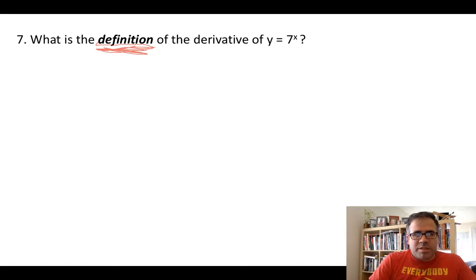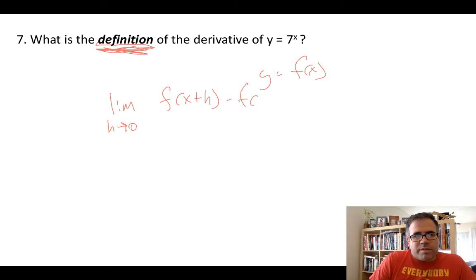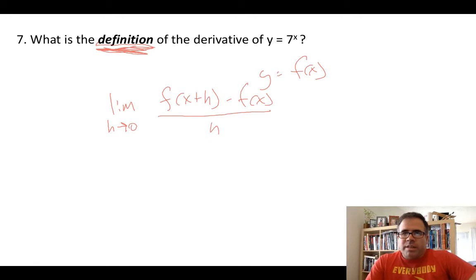So remember, the definition of the derivative of anything, if y equals f of x, is going to be the limit as h goes to 0 of f of x plus h minus f of x, all over h, right? This is the definition for any function. To be fair, there are alternate definitions that are essentially variations on this, but this is the one you want to commit to memory the most.